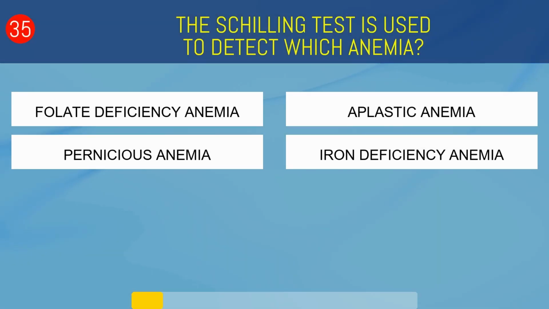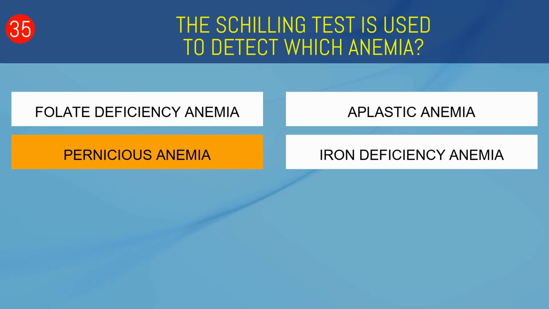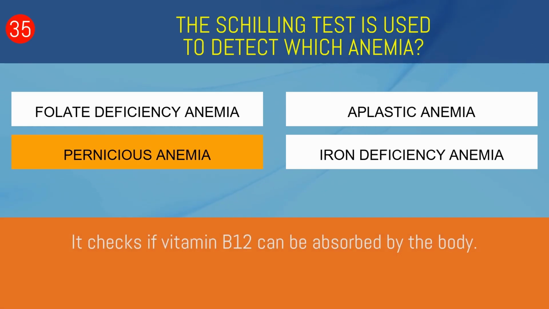The Schilling test is used to detect which anemia? Folate deficiency anemia, pernicious anemia, aplastic anemia, or iron deficiency anemia? Pernicious anemia. It checks if vitamin B12 can be absorbed by the body.